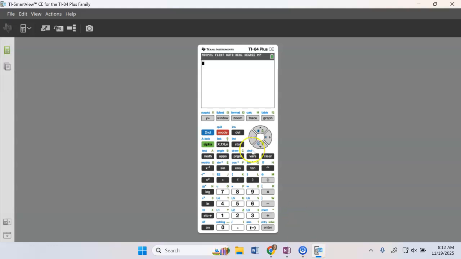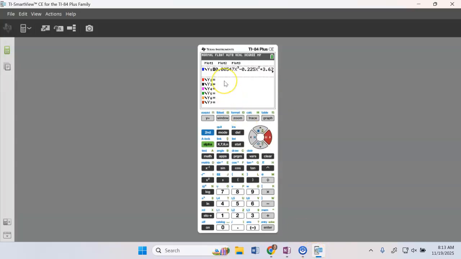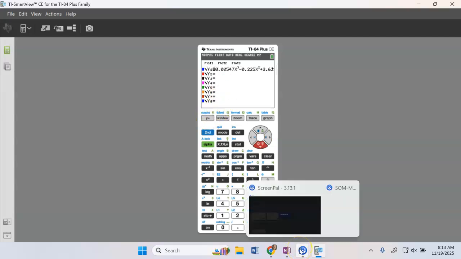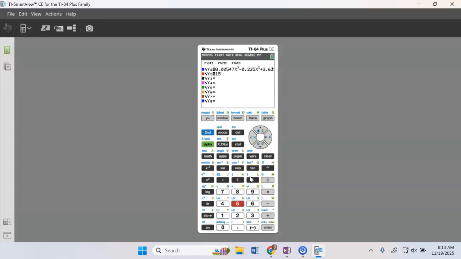So pull out your graphing calculator. The first thing you want to do is put the equation on the right-hand side, just this equation here that I highlighted in green, into your first y equals. I kind of cheated and I already had that done. The second thing you want to do is put your 15 in the other one. So we're actually going to graph 2 graphs. So we're going to put 15 in right here.